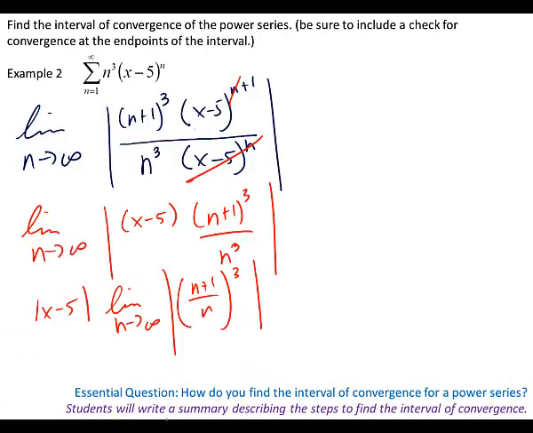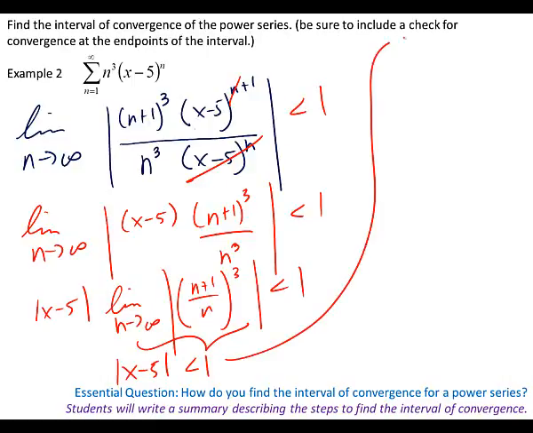Absolute value there. So my exponent is the same, so what do I use? What's my limit of this thing? 1. This is 1 again, so aren't I just left with the x minus 5? Alright, and remember, we're supposed to be showing that it is less than 1 to get my interval. Alright, so that's going to change my interval.